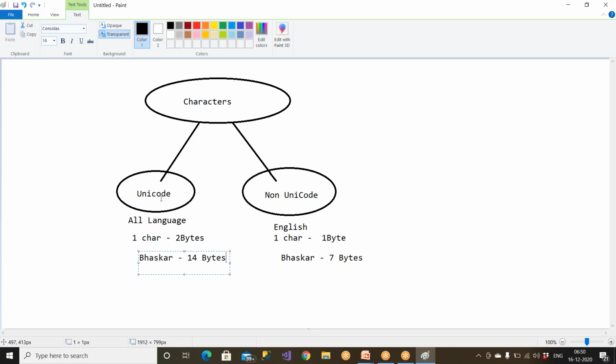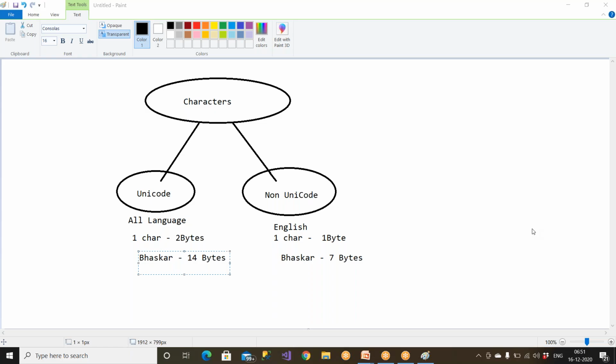Okay, so that is the difference between Unicode and non-Unicode. You need to understand the difference. In many interviews, this question is asked. So we need to understand and try to implement it.